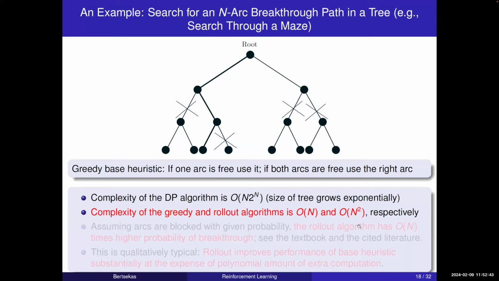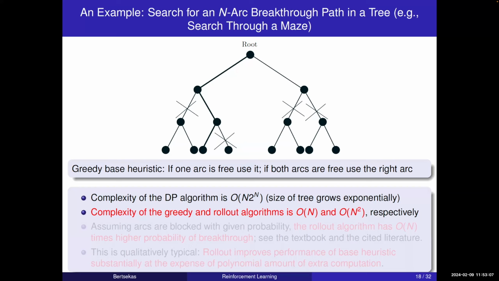Rollout, on the other hand, at each of these layers in the tree, is going to perform 2 base heuristic calculations. So it's going to run the base heuristic twice at each level of this tree. And we know that the base heuristic requires linear time to solve. And so the complexity of the rollout algorithm is O of n squared.